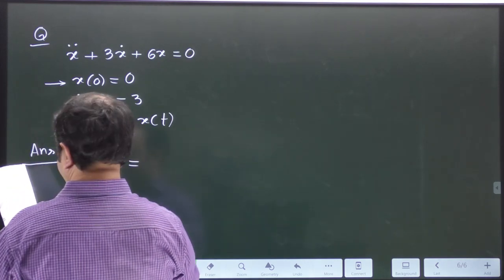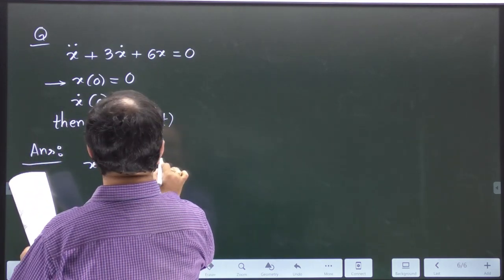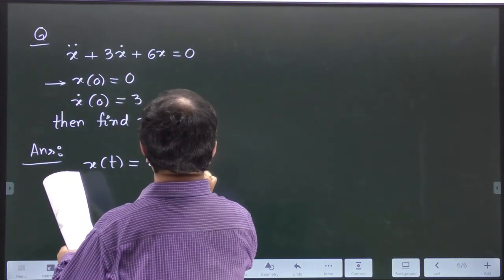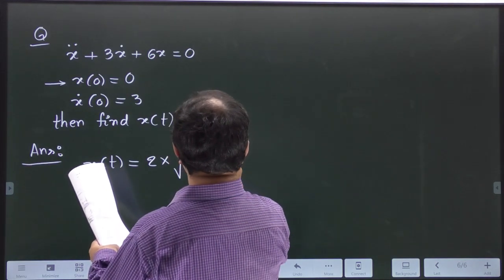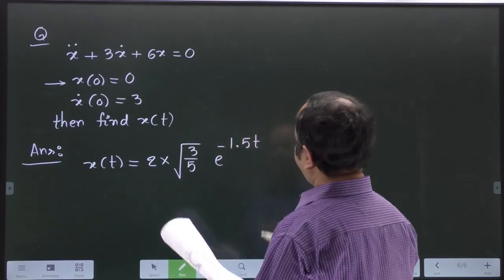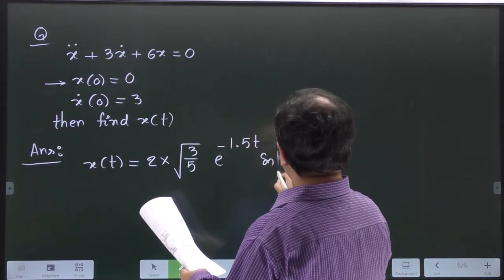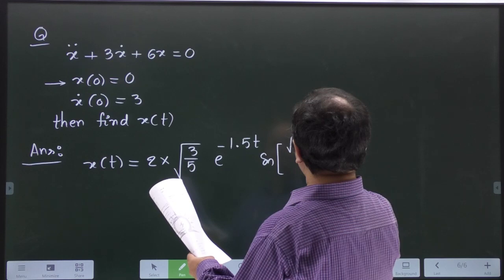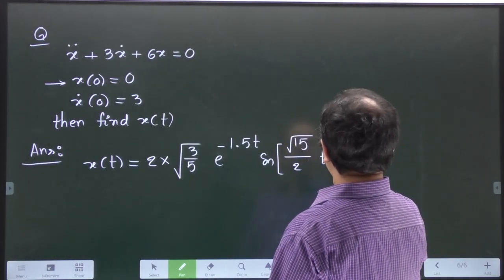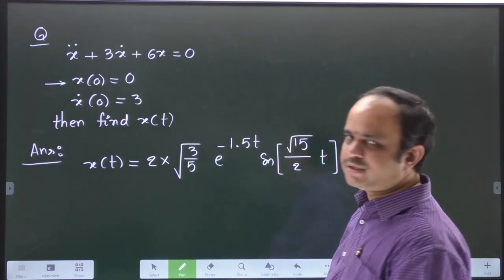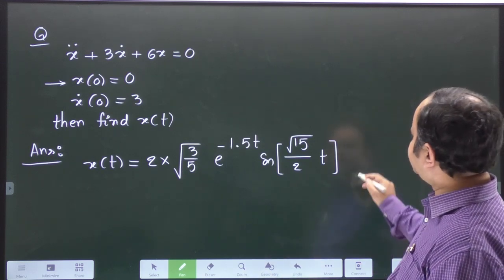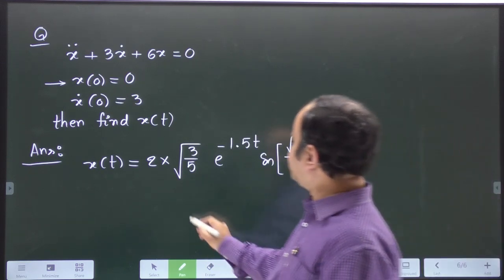x of t is equal to 2 into root of 3 by 5, e power minus 1.5t, into sine of root 15 by 2 into t. This is the answer. Everyone try to practice this, and this is for your verification. You try this question.